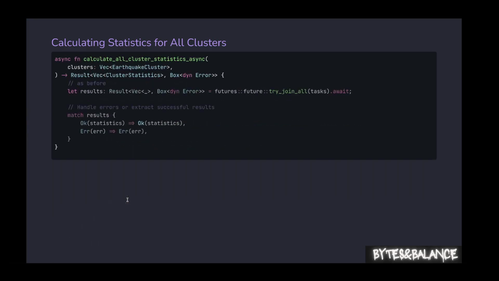Then we have the try join all here. This is a function that is used to wait for all the asynchronous tasks to complete. And then this function collects the results of all the tasks into a single result value. Then we have to handle the results, and we do that part here.